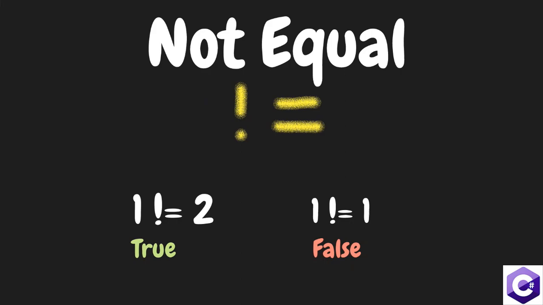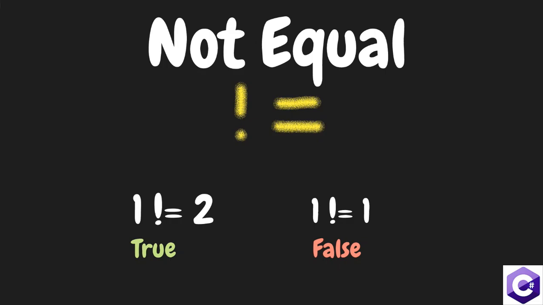Next off, we have got the not equal to operator. This one is symbolized with an exclamation mark and then an equal sign. This operator is the exact opposite of the equal operator. It will return true when 2 values are not equal to each other. So for example, 1 not equal to 2 will return true because 1 isn't equal to 2. But if we say something like 1 not equal to 1, this will return false.